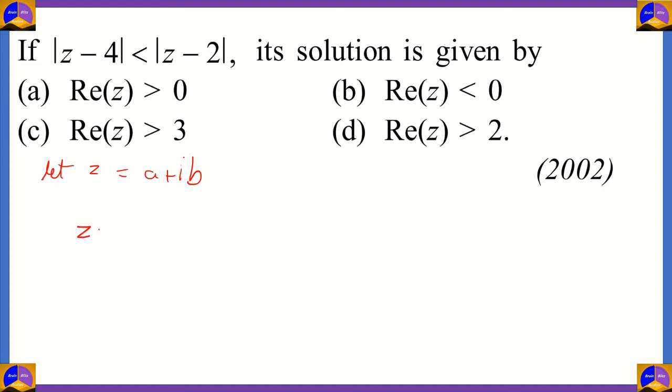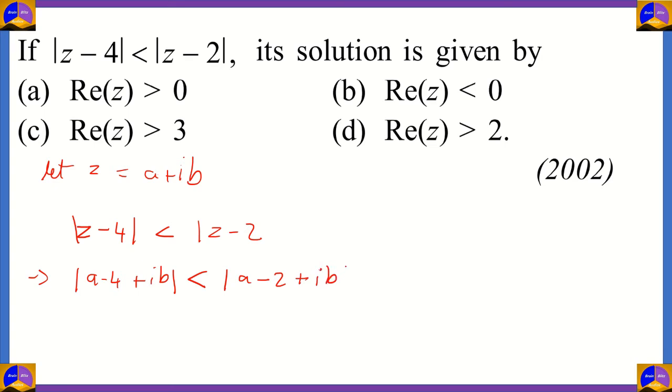So therefore, the equation modulus of z minus 4 less than modulus of z minus 2 can be written as modulus of a minus 4 plus ib less than modulus of a minus 2 plus ib. So this is now our equation, and we would now need to use the formula for modulus of a complex number. So the modulus of a complex number a plus ib, mod a plus ib, can be written as the square root of a square plus b square, because it will be the number itself times the conjugate.